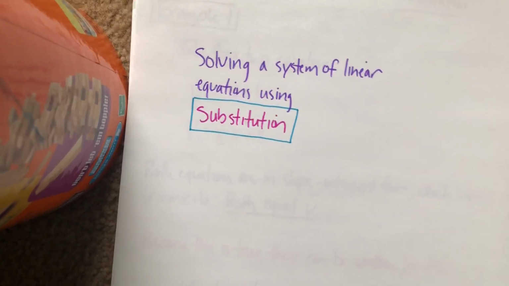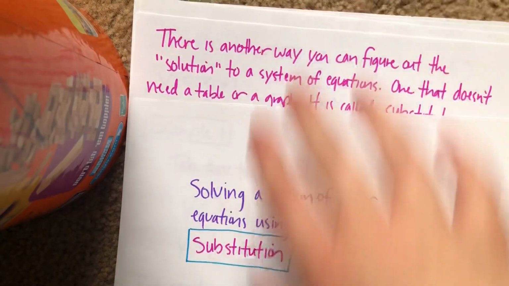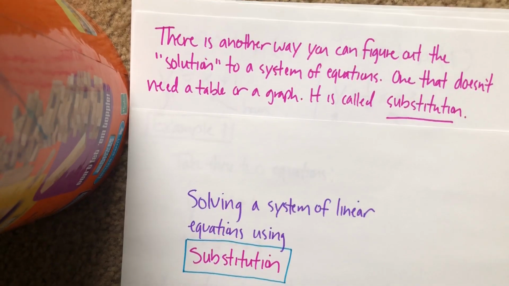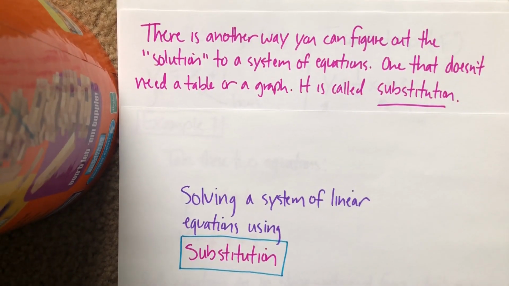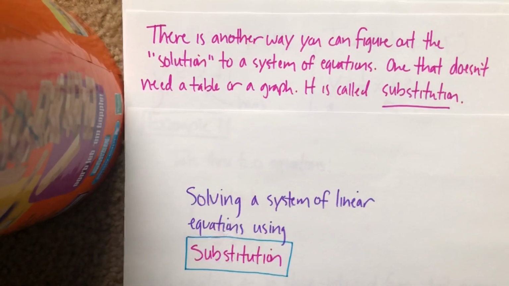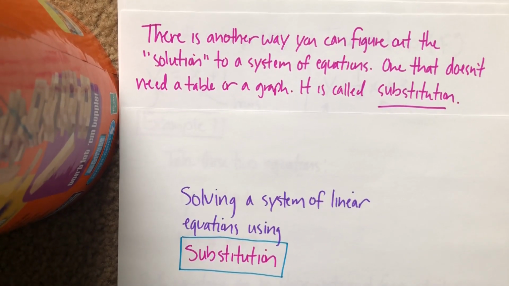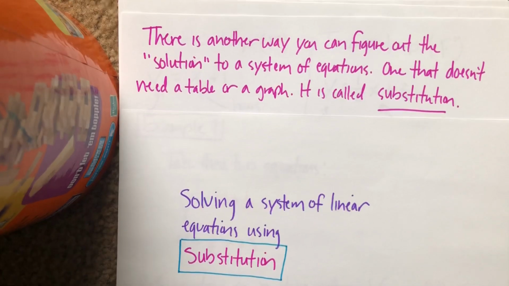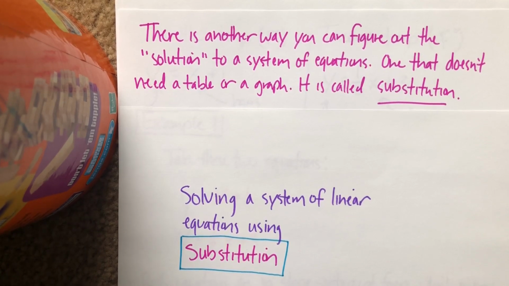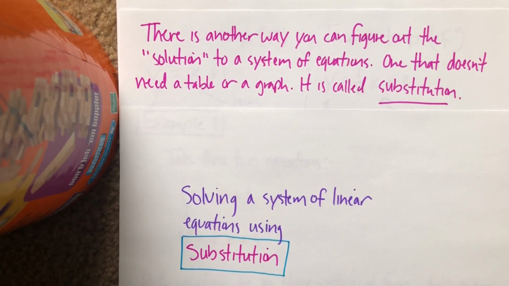So here we go. There is another way that you can figure out the solution to a system of equations, one that does not need a table or a graph. It's called substitution. Now, remember, if you want to look at a table or a graph solution to a system of equations, you can check out the video that I posted before this one called Intro to Systems of Equations, or I think maybe Review to Systems of Equations would be a better name for it.